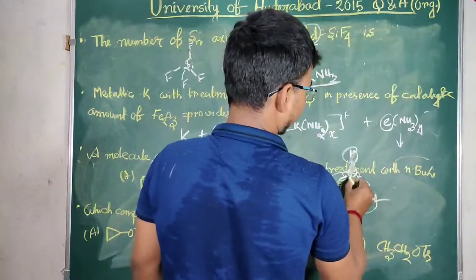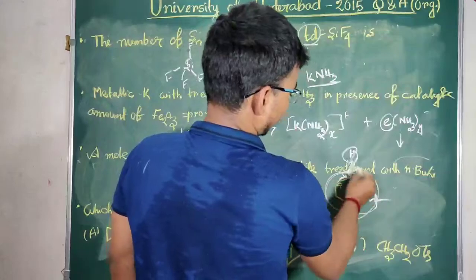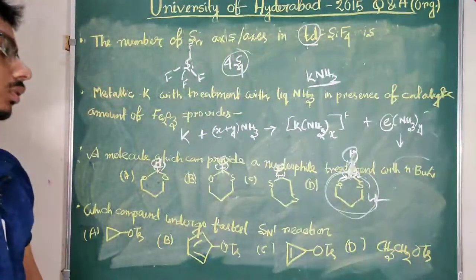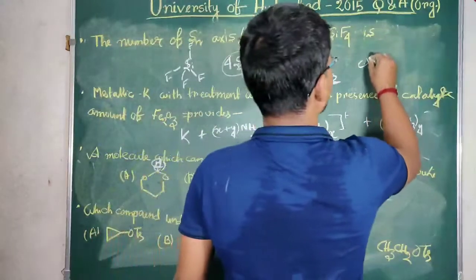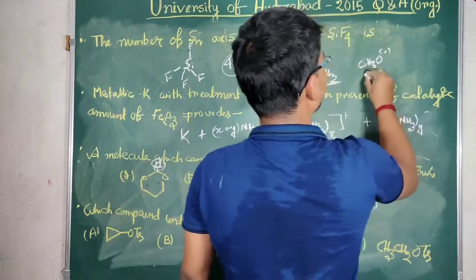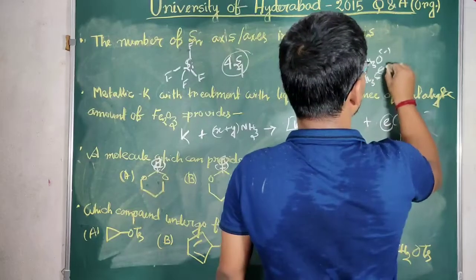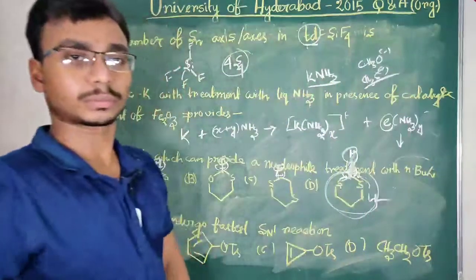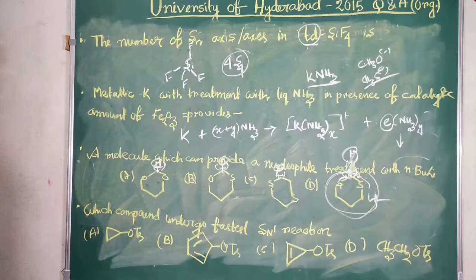n-BuLi abstracts hydrogen from here and produces a nucleophile. And you know, if you use CH3O minus and CH3S minus, CH3S minus will be more nucleophilic. Okay, so let's go to our next question.